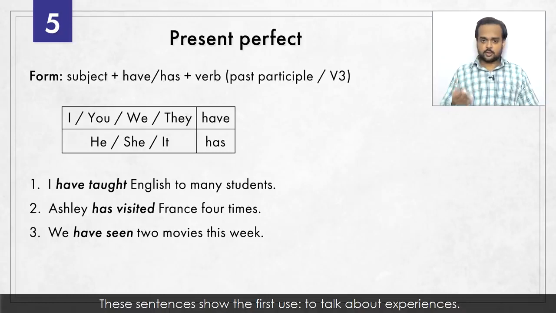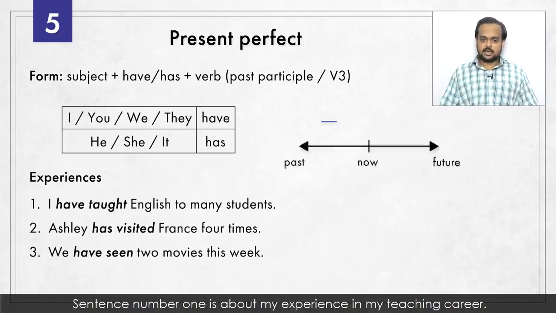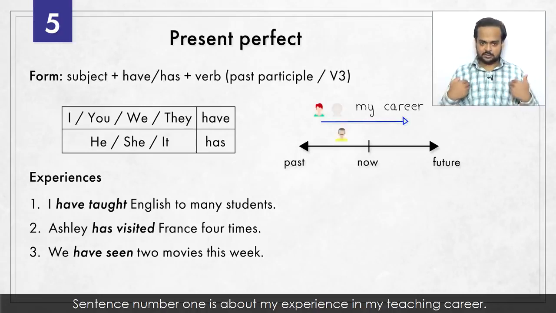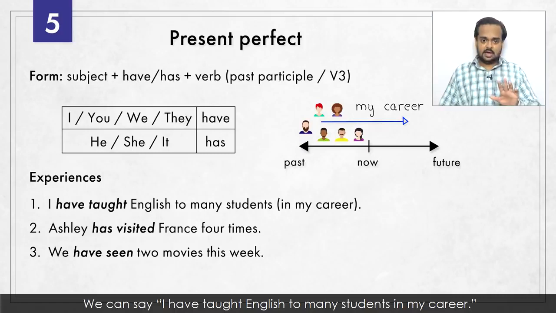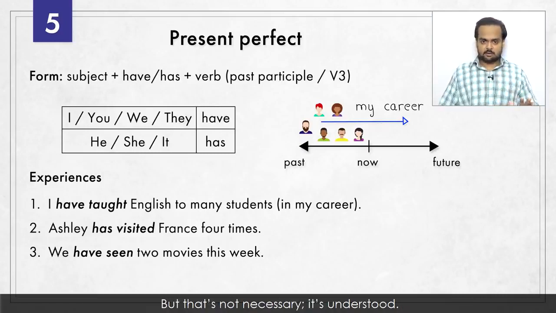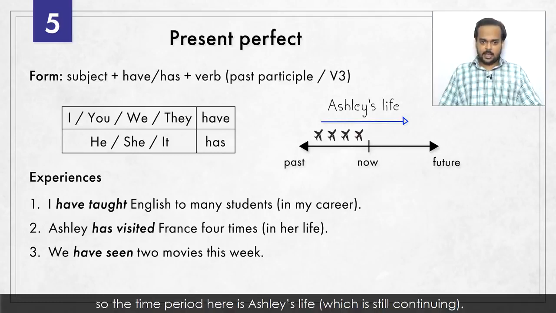These sentences show the first use to talk about experiences. Sentence number 1 is about my experience in my teaching career. Of course, I'm still a teacher, so my career is not finished, it's continuing. And we can say, I have taught English to many students in my career, but that's not necessary. It's understood. Similarly, Ashley has visited France 4 times in her life. So the time period here is Ashley's life, which is still continuing.